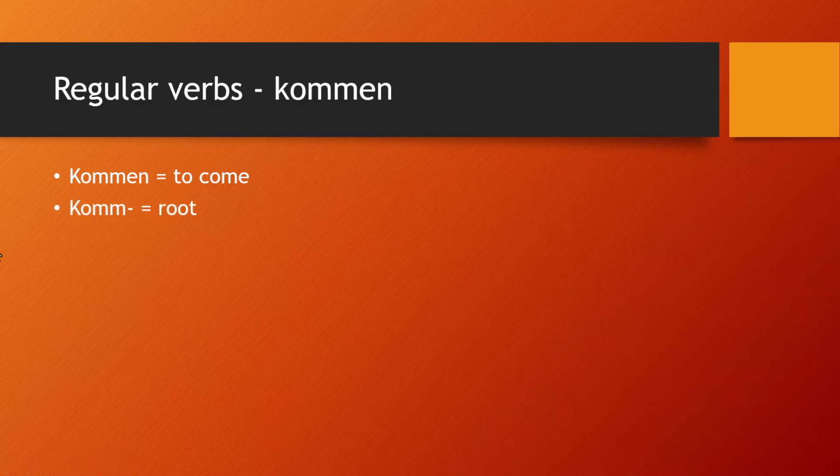Komm is both the root and the command form for most verbs, except for a couple of irregular verbs. You just drop the -e and you get the command form. This is also the root that we add suffixes onto to get the various forms of the verb. So, ich komme, and that always goes with ich.